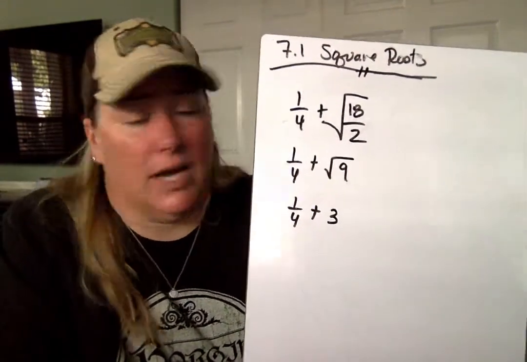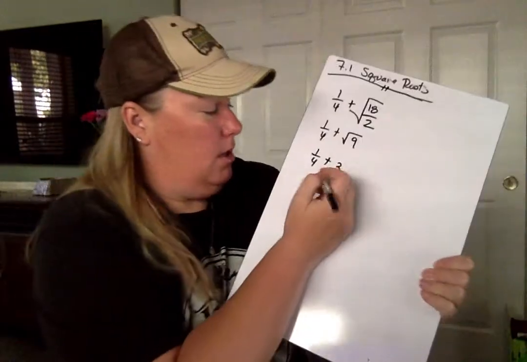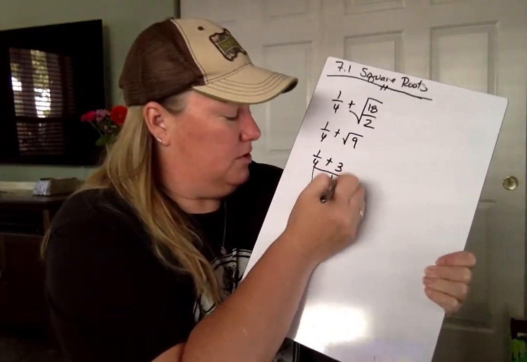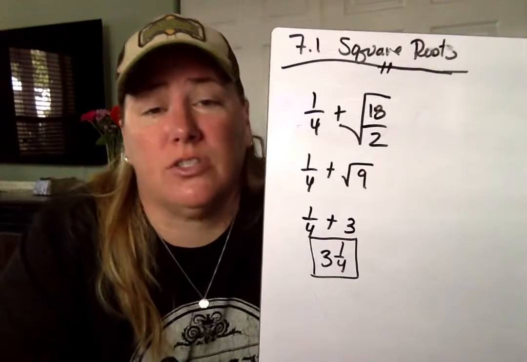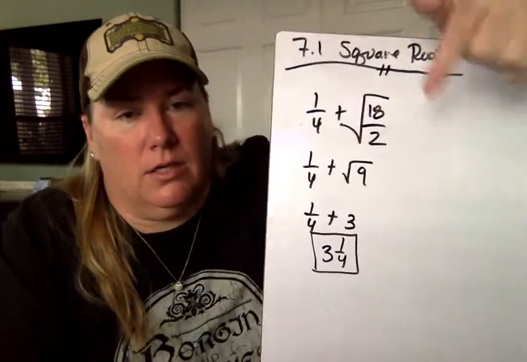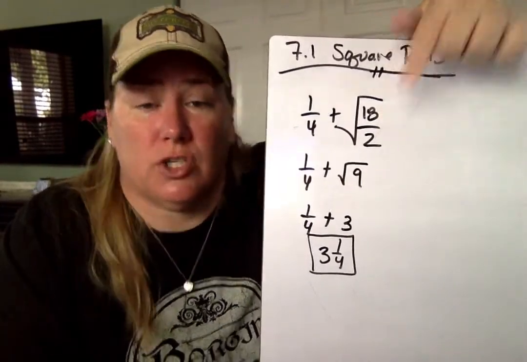You can keep it as a fraction. I don't care. You can move it as a decimal. I don't care. And you have 3 1/4, also known as 3.25. So on this guy, do the division.